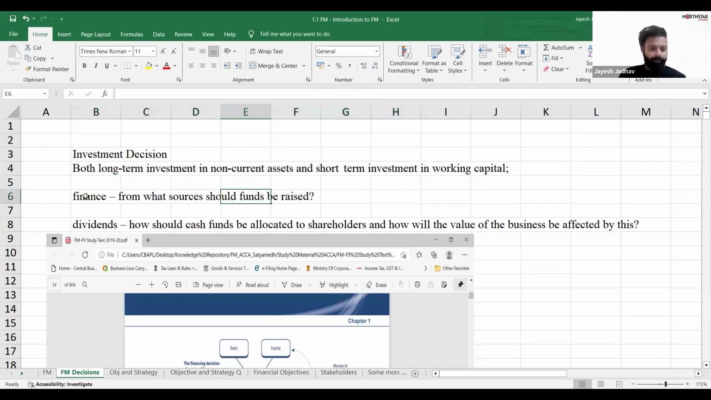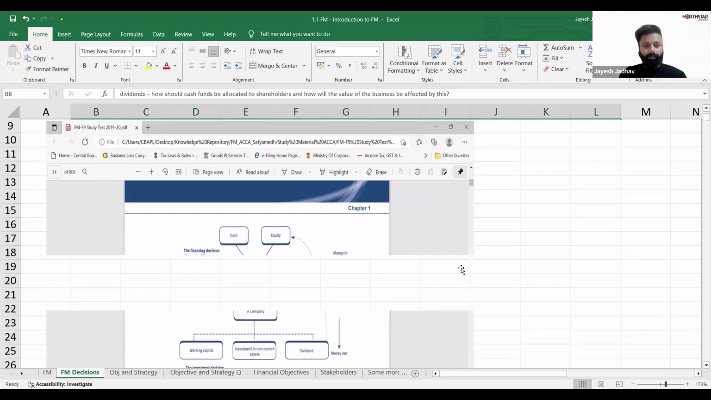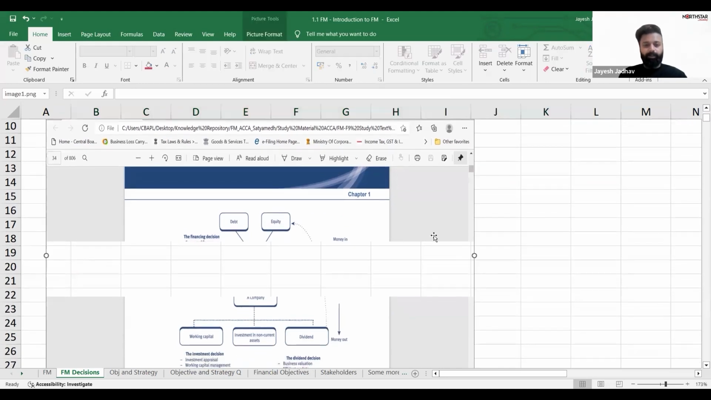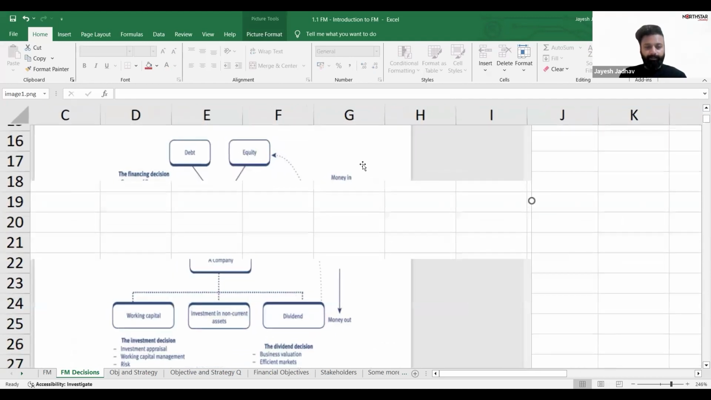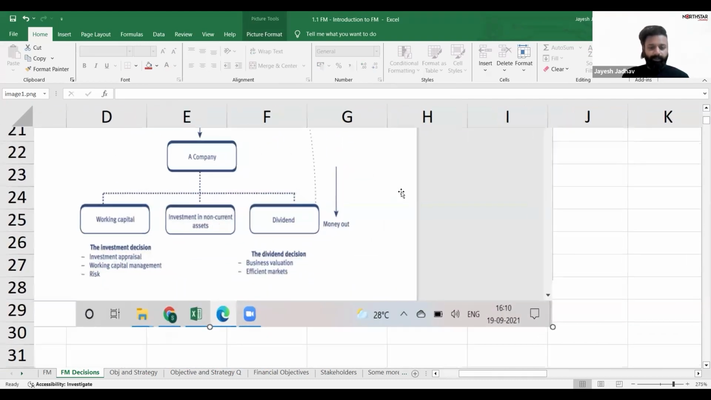When it comes to finance, what is the source I need to raise finance from? Dividend: how much do I need to declare as dividend, and whether I need to pay it or not? If I don't pay, what is the benefit? If I pay, what is the benefit? I do all of that comparison. So there are four parameters as far as financing decisions are concerned. We'll go with investing first. That makes more sense.